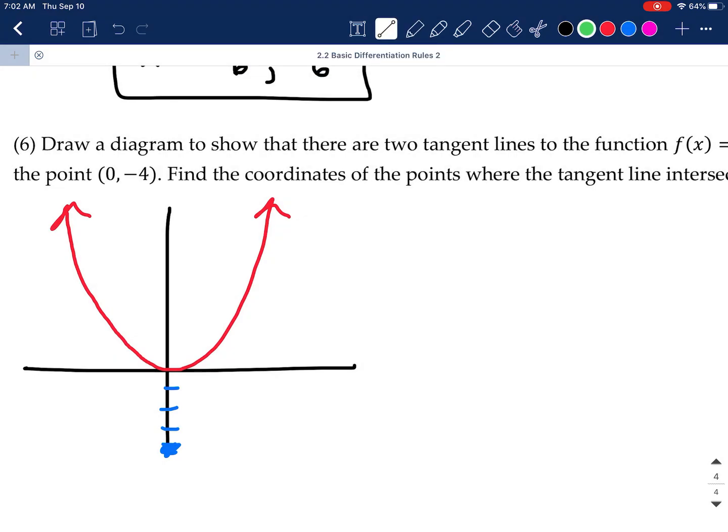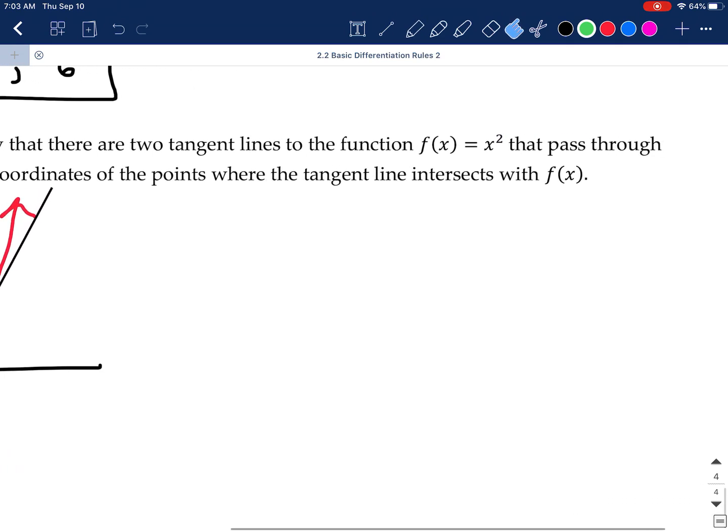Let's see if I can use my drawing tool here. There's going to be a tangent line there, and there's going to be a tangent line over there. So we can see that there are going to be two tangent lines that pass through that same common coordinate of 0, negative 4, and then some points on our parabola. This picture is actually slightly off because those points should be symmetric in this case. That won't always be the case depending on the curve.